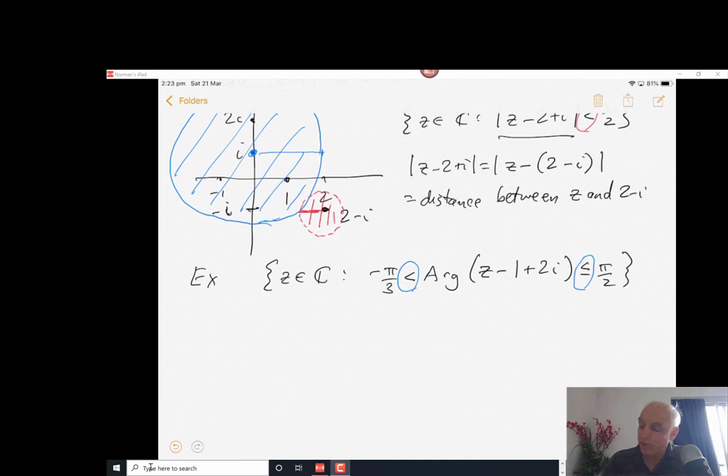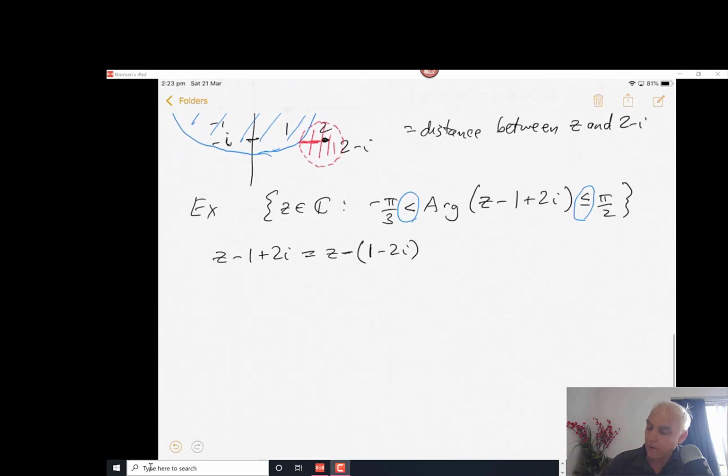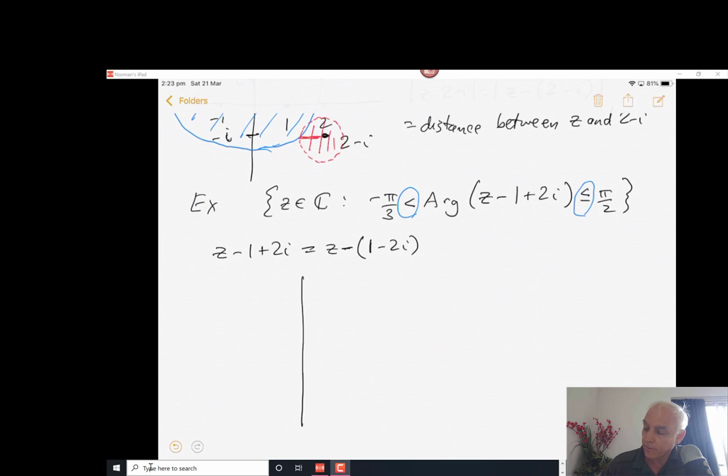Okay, so we want to interpret this. So the starting point is to just rewrite this as a difference. So write z minus 1 plus 2I as z minus something, in this case, 1 minus 2I. All right, so that's a sort of starting point. That tells us that we're really talking about points in relation to the point 1 minus 2I. Okay, so let us draw things. I might draw it like this. So here's 1, here's I, and here's minus I, and here's minus 2I. And here is minus 1. Okay, so where is the point 1 minus 2I? Here it is, right here, 1 minus 2I.